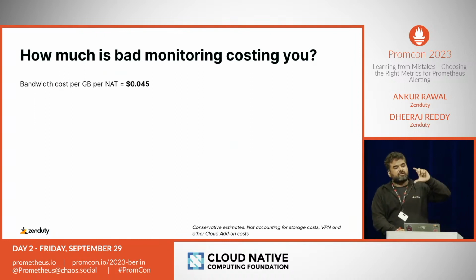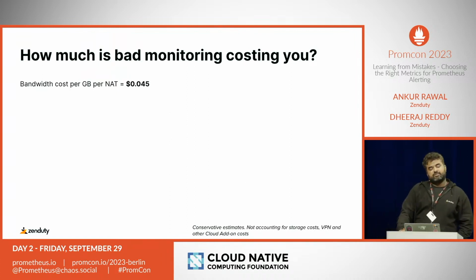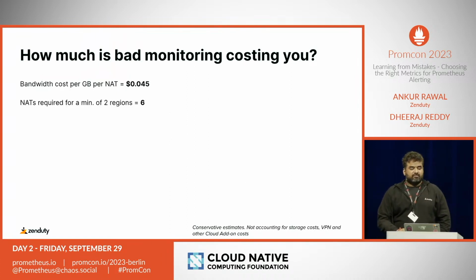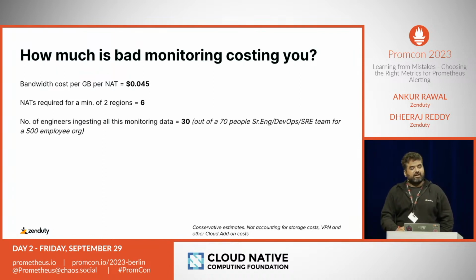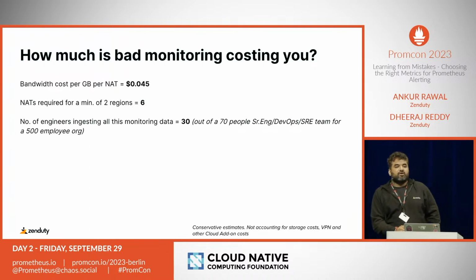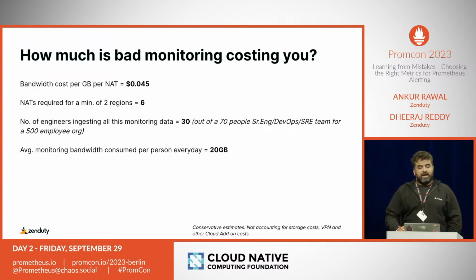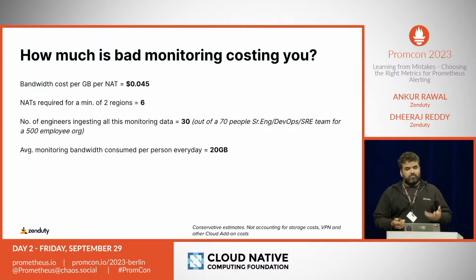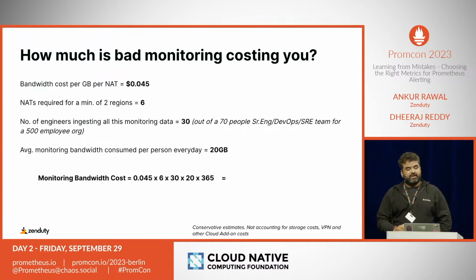This cost is based on some region of a particular cloud. Just to give you an example, you already know our per GB cost for NAT, and when you're setting up a NAT, you will be setting up multiple regions, multiple HA for NAT, right? So 6 NATs will be required. We assume a given team of 500 people, with 30 engineers consuming the data from Prometheus, and this much average monitoring bandwidth consumed per person every day. We think this is very little, but this is the cost we get when we multiply everything. This is roughly $59,000.